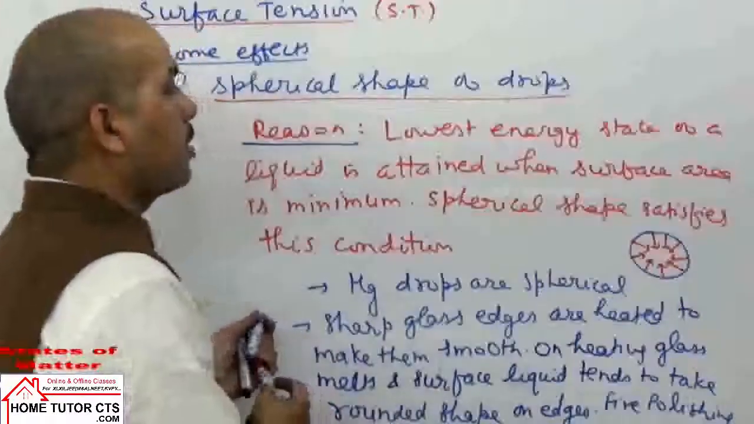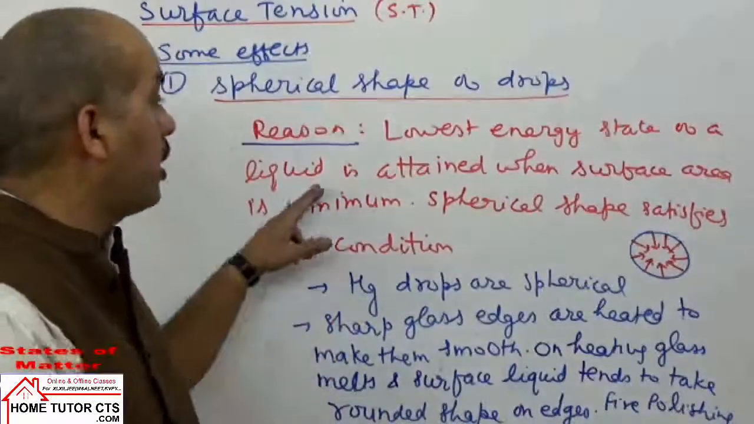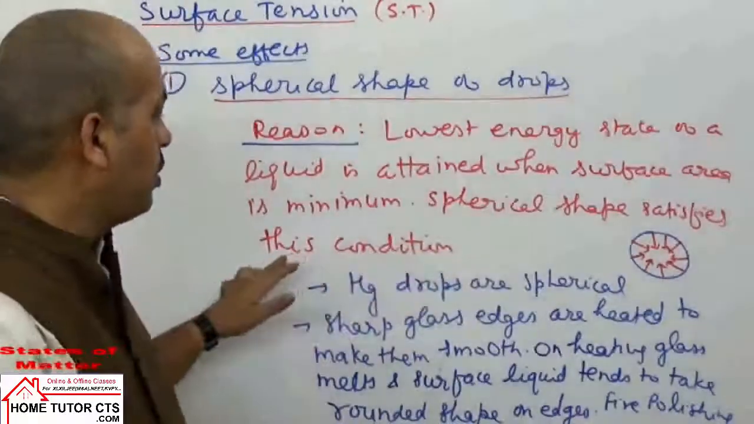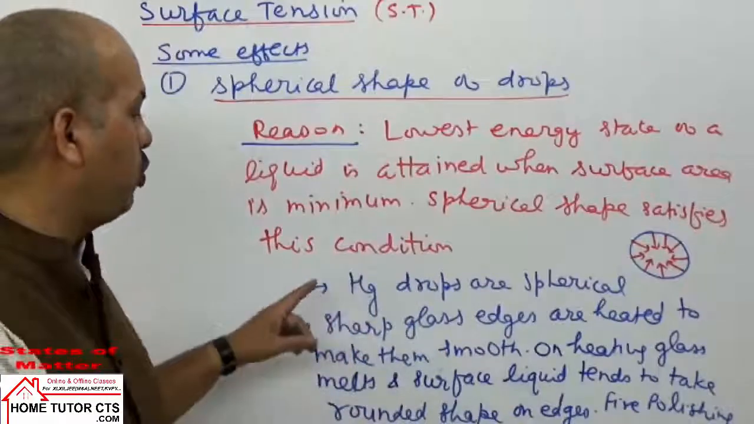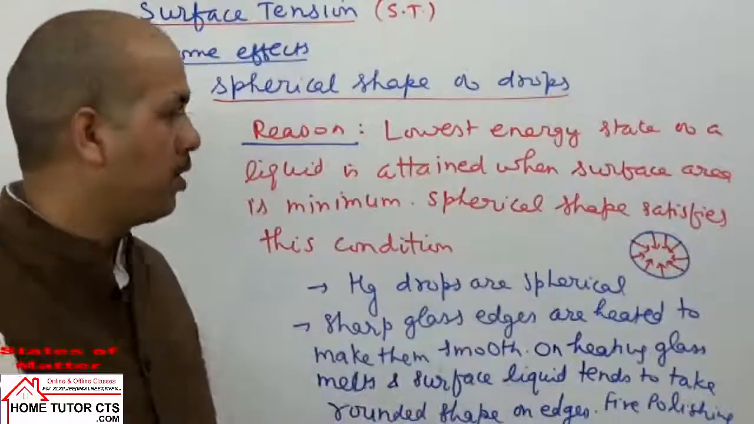So in spherical shape this condition is satisfied because the lowest energy state of a liquid is attained when the surface area is minimum. Now from an application or observation point of view, we can take that mercury drops are spherical.